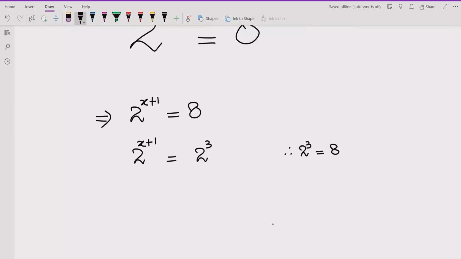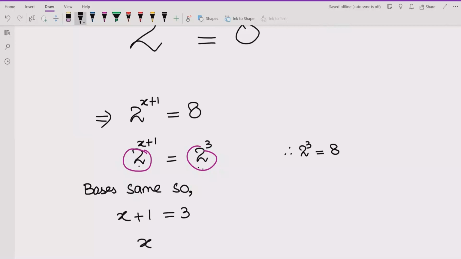Now we can compare both sides because the bases are the same. This one and this one are the same. So the bases are the same, we can compare x plus 1 equals 3.